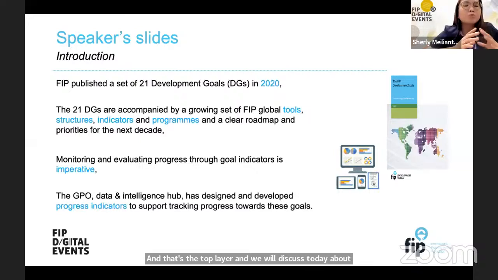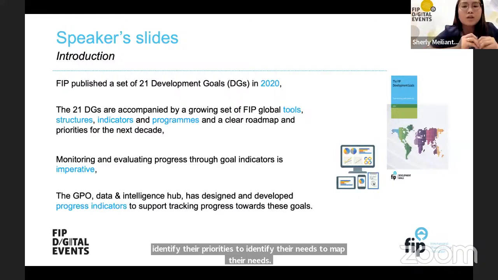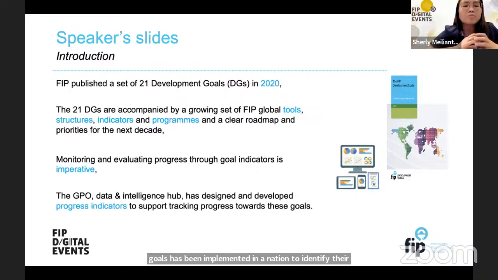During these past 2 years, FIP focused on engaging our members around the world, and Dr. Bader previously mentioned how the FIP development goals have been implemented in nations to identify their priorities, to identify their needs, and to map their needs towards the development goals as well. So that's about the implementation.